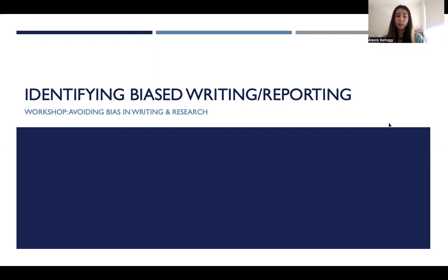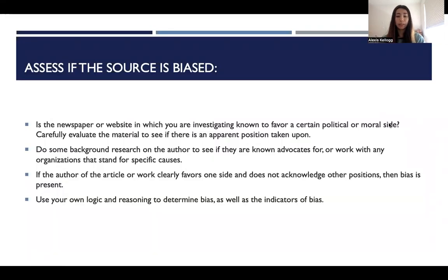In this video, we will be looking at how to identify biased writing and reporting. You can use the tips you learn in this video for when you start to look at articles in your research process. So how do we assess if a source is biased? When we first come across an article, there are a few things we can ask ourselves and things we can check to do our initial assessment of whether or not the source may be biased.